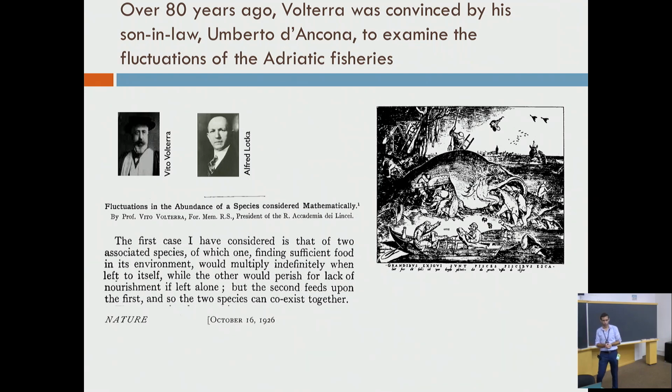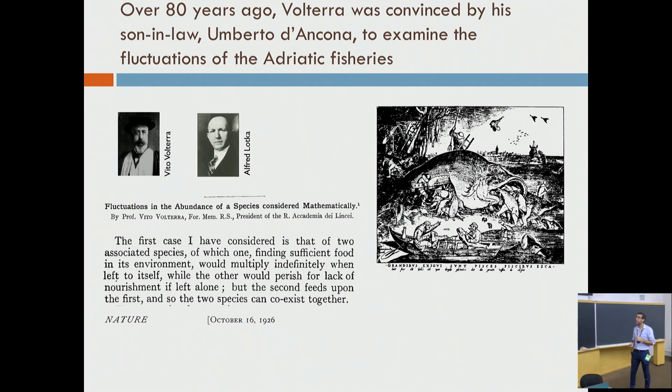So you know that Vito Volterra was convinced by his son-in-law, Umberto d'Ancona, to look at fluctuations in the Adriatic fisheries. And the question there was, were these oscillations in the amount of catch a byproduct of something intrinsic to the system, or something extrinsic? Were there oscillations in some seasonality or other conditions that were external to the system?